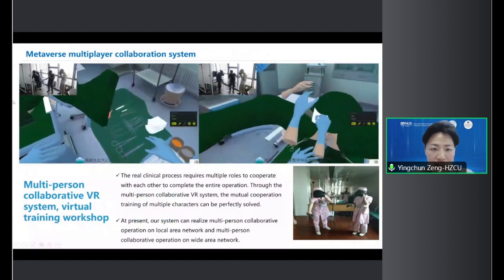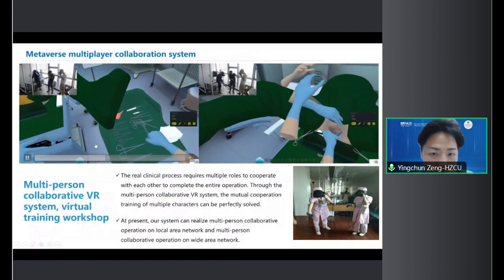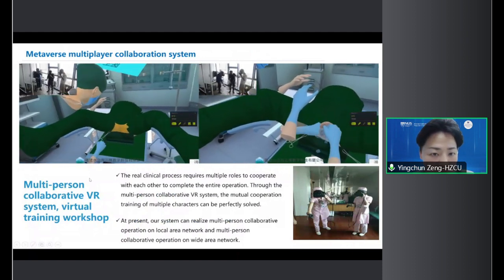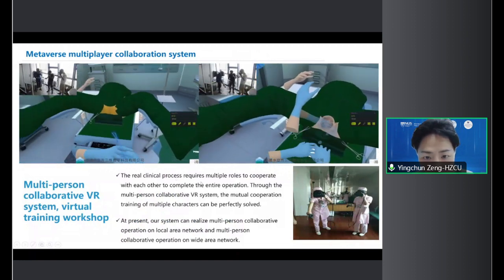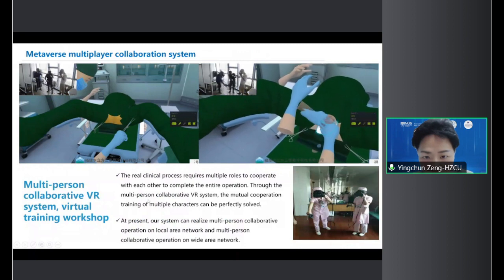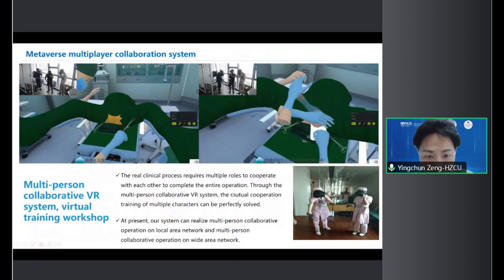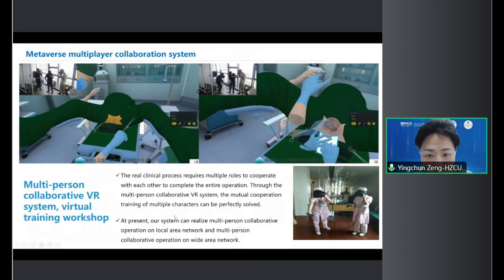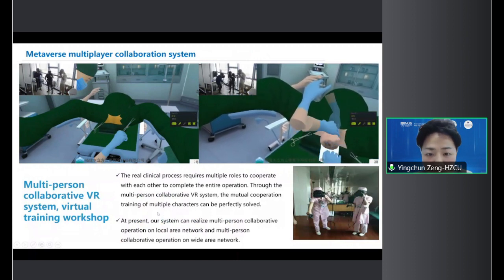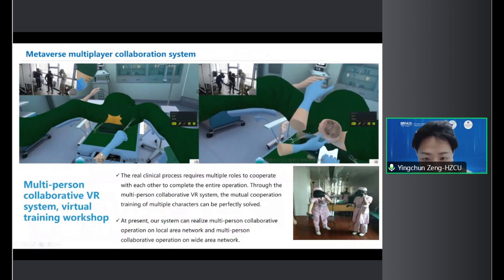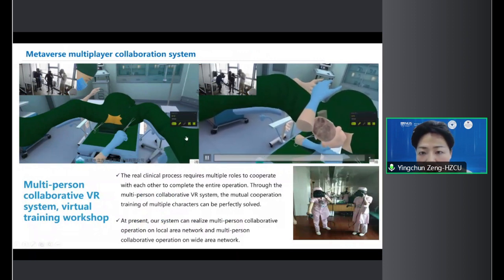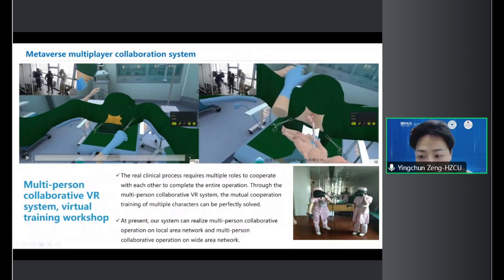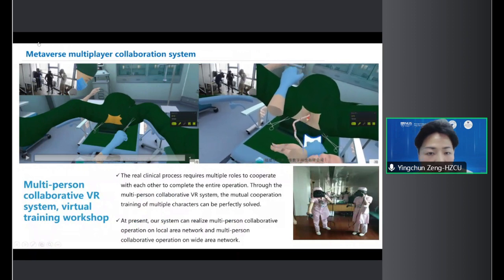This is another example of MetaVerse collaboration system. So this is for doing surgery. The real clinical process requires multiple roles to cooperate to complete the entire operation. So through the multi-person collaborative VR system, the operations of training multiple characters can be perfectly solved. So this is a born baby. This is a surgery. So this MetaVerse multiplayer is better than pure VR simulation system.